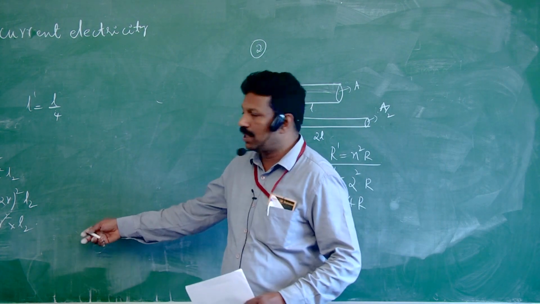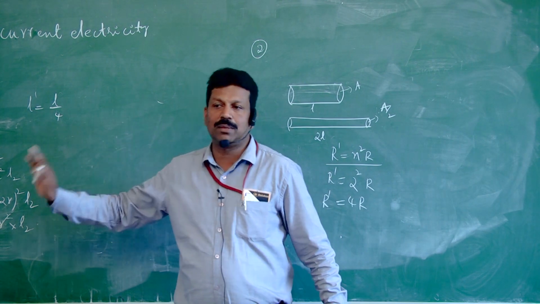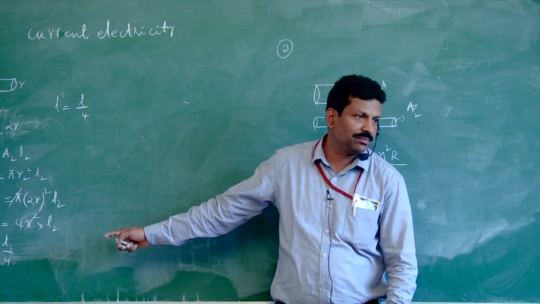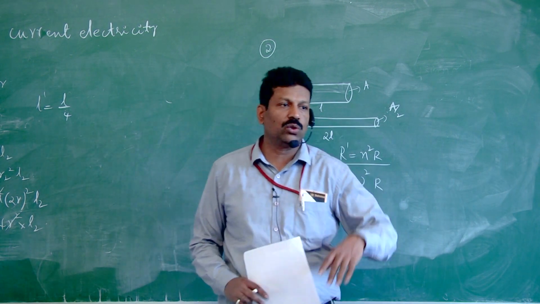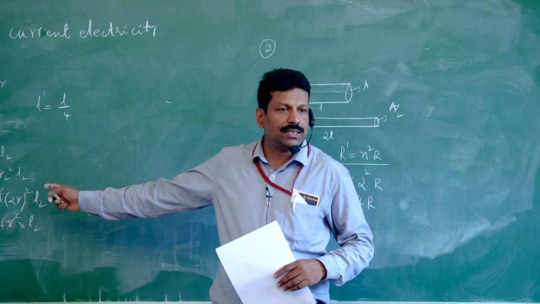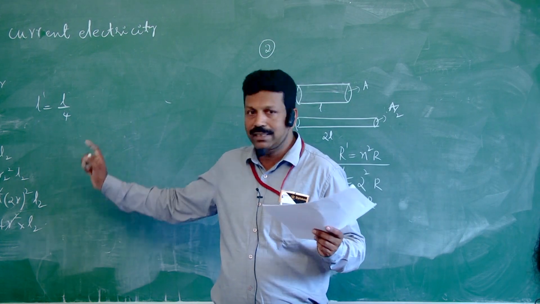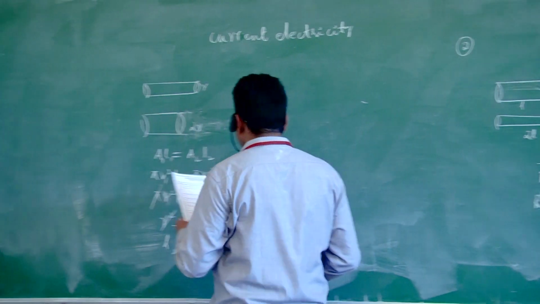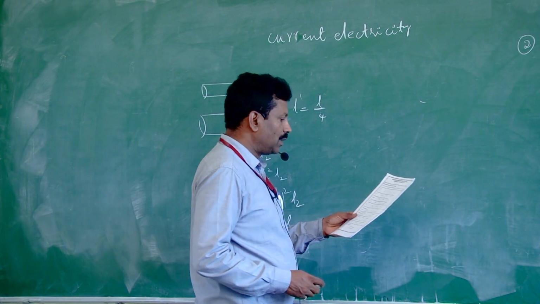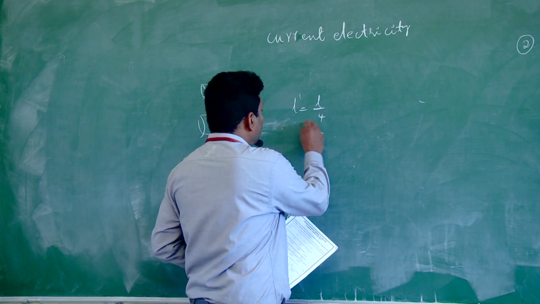If you remember this, you need not do these things in the examination. You will save a lot of time on this, right? Length increases, area of cross section decreases. How much, you should know: if the radius increases by twice, the length decreases by 4 times. So that is the thing here. So the length has decreased by 4 times.